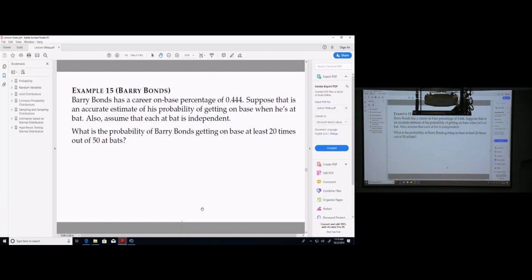Okay, Barry Bonds. I have to admit my ignorance. For a little while, I thought he was talking about financial things, but actually, he's a baseball player. I think he's pretty famous, I suppose. Barry Bonds has a career on base percentage of 0.444. I'm not sure whether this is a very decent percentage. Suppose this is an accurate estimate of his probability of getting on base when he's at bat. Also assume that each at bat is independent.